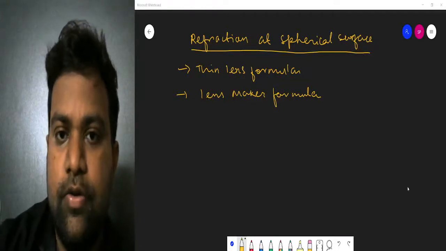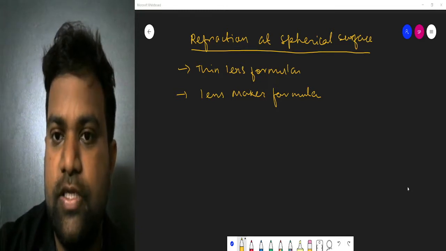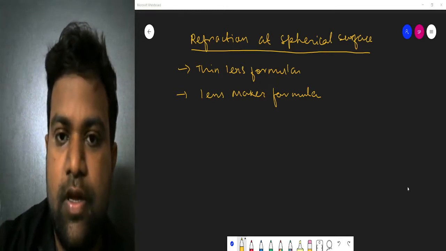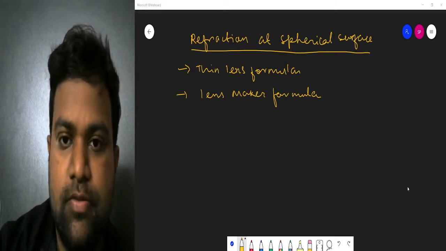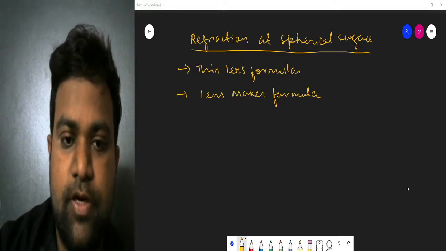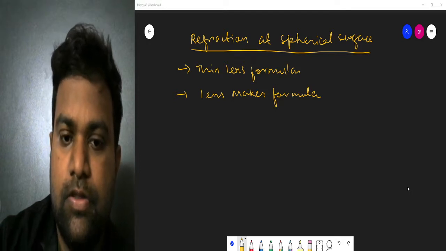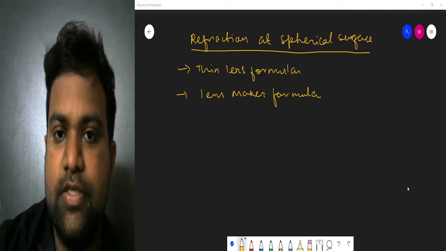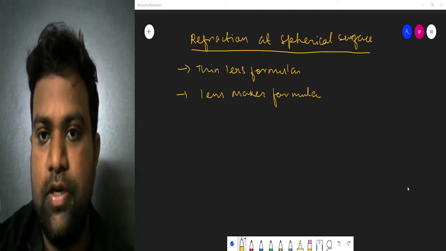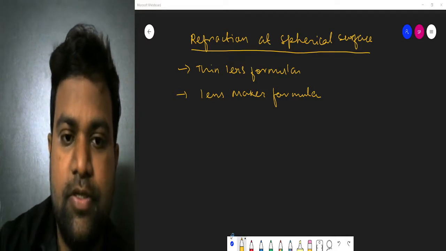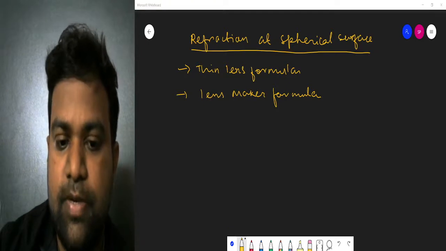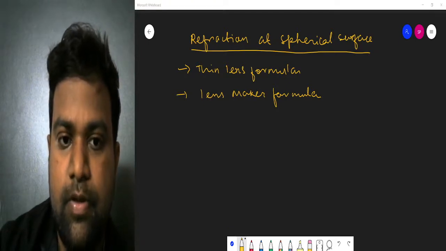In today's video, we'll discuss refraction at spherical surfaces. We'll derive the formula for thin lens and also the lens maker formula. So we'll begin the discussion with refraction at a spherical surface. We'll derive it completely, step by step.